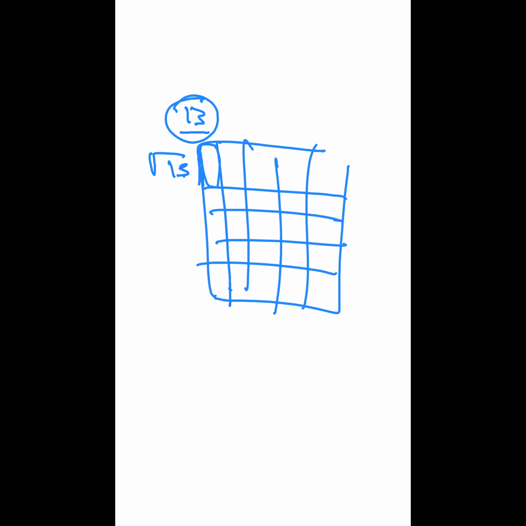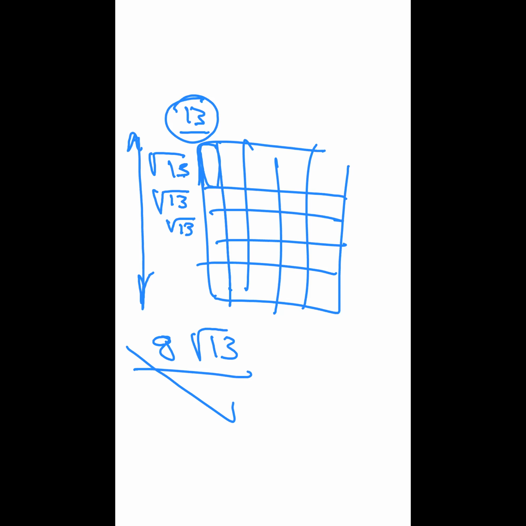Okay, so how many squares do we have? 1, 2, 3, 4, 5, 6, 7, 8. So 8 square root of 13. This is the whole side length, because this one is square root of 13, and this one is square root of 13, and so on. So 8 square root of 13 is the side length.